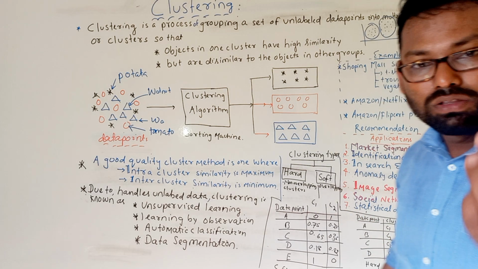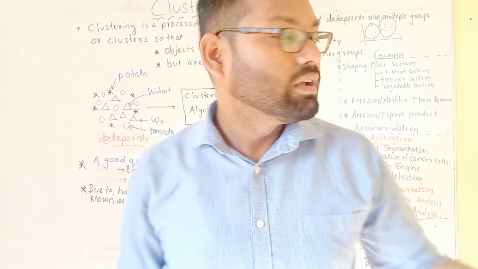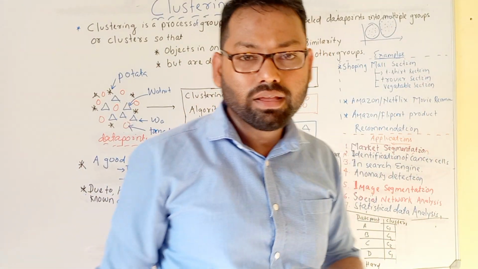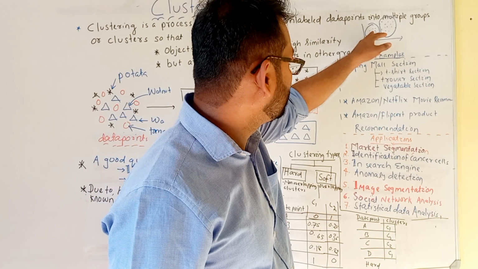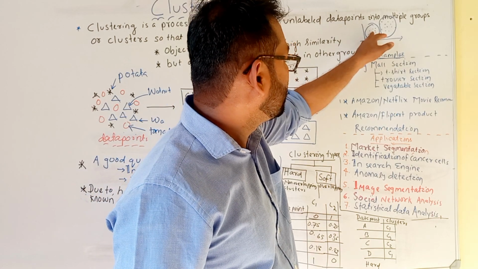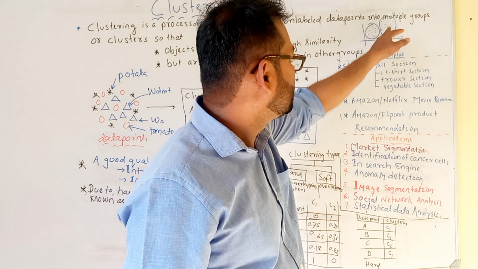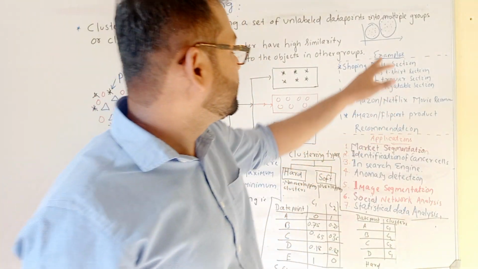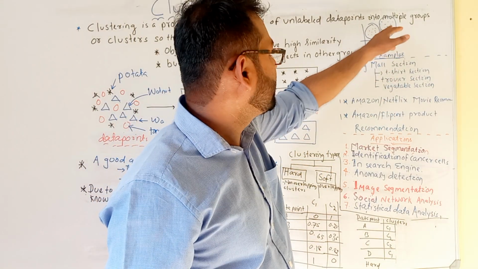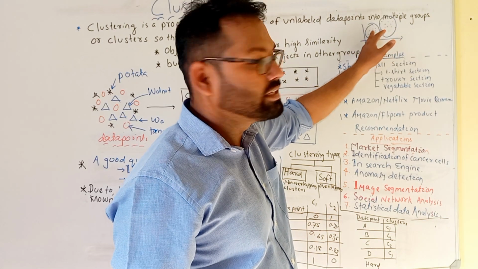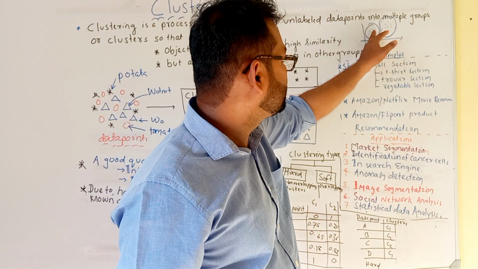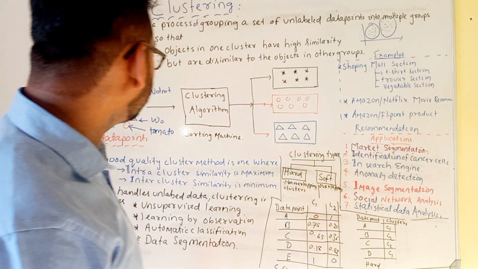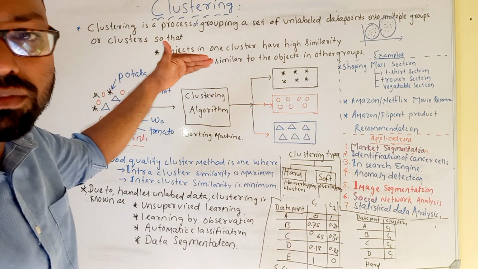If I take the similarity measure as distance, these points are very close compared to those points. They are more similar, and that's why the distance is less. If I find the distance between any two points inside one cluster, the distance is less, but if I find the distance between a point in one cluster and a point in the other, the distance is going to be more. So this is the definition part of clustering.